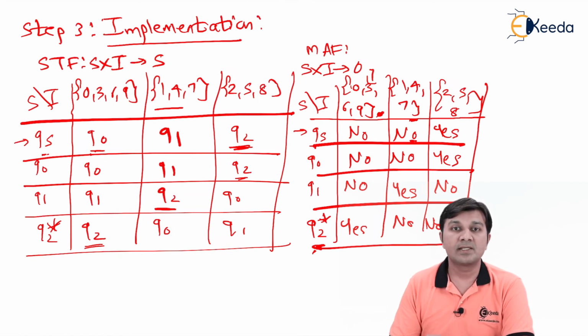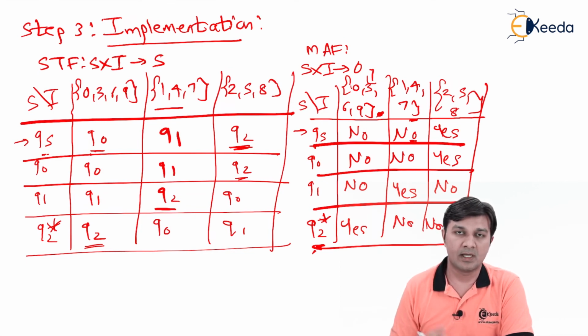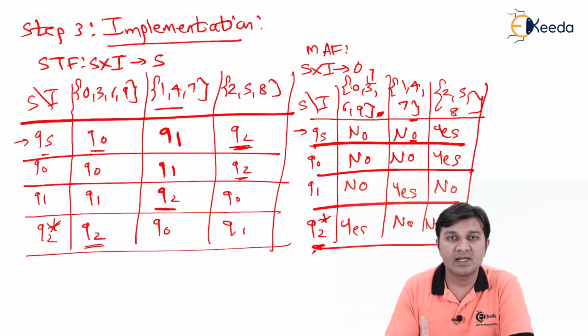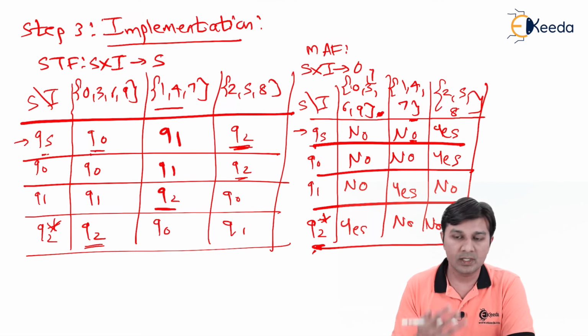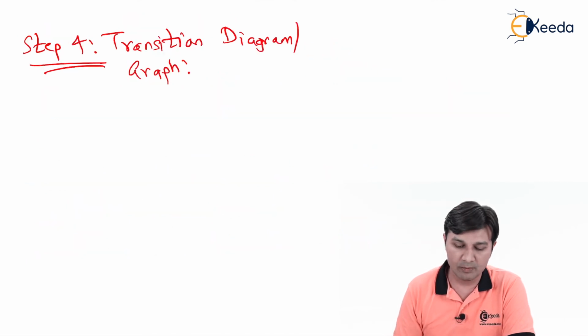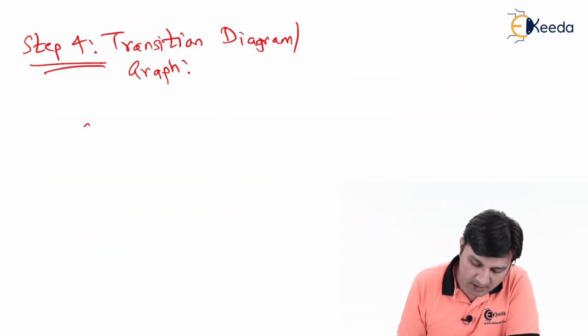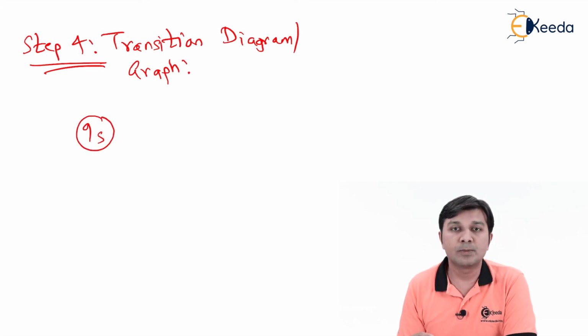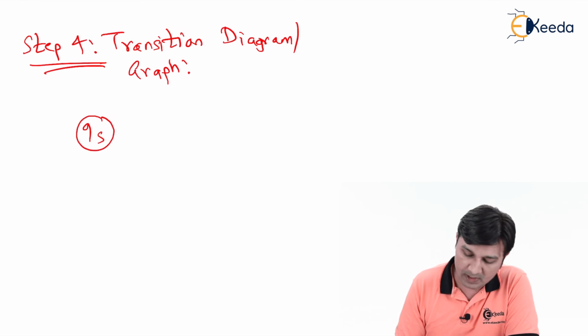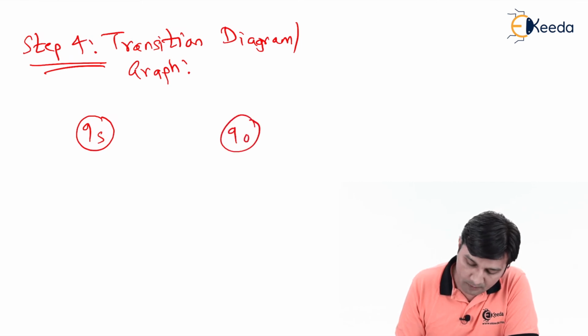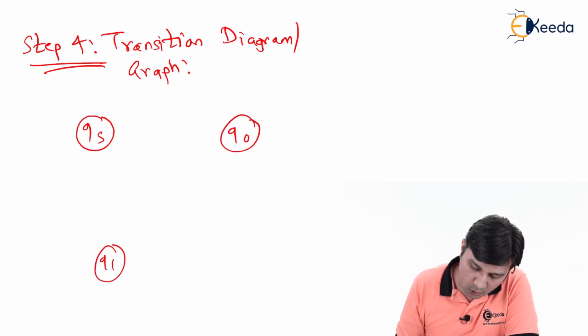So we are going to translate this entire table into a graphical representation. How? By writing all the states in a graphical form. So what are the different states that we have? QS, Q0, Q1, Q2. So let us write it in the step number 4. I have state QS. Since it is a state, transition diagram says put it in a form of circle. Then I have Q0, then I have Q1, and I also have Q2.